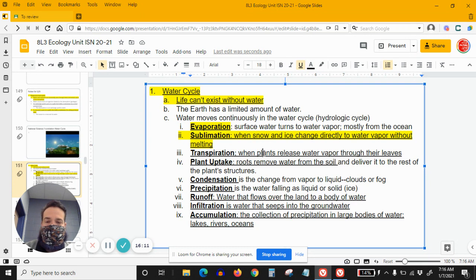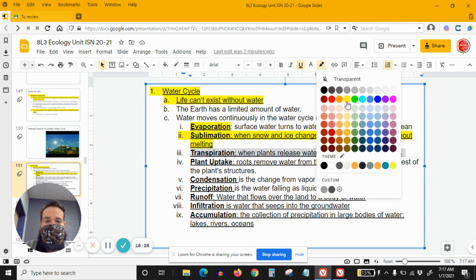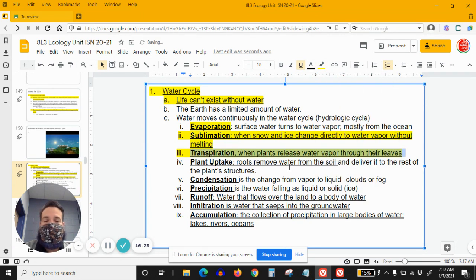Transpiration is, but anyway, what I was thinking with the frost is deposition, which is the opposite of sublimation. My apologies. All right, transpiration is water vapor being released by the leaves of plants.